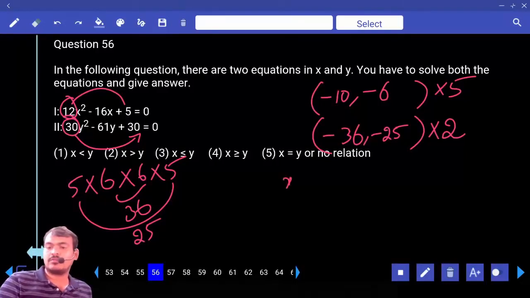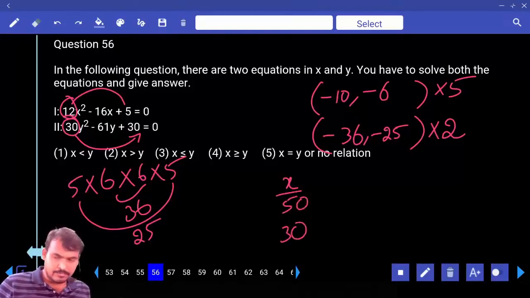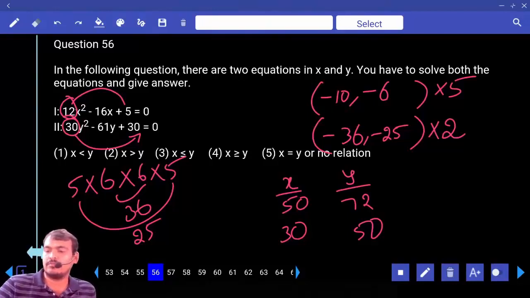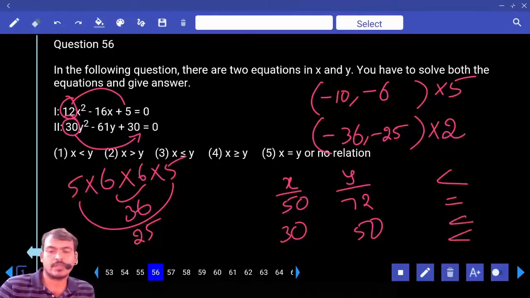What are the x final roots? 50 and 30. Y final roots? 72 and 50, or not. Okay. 50 compared to 72 is less than. 50 compared to 50 is equal. 30 compared to 72 and 50 is less than. Overall relation: x less than or equal to y.